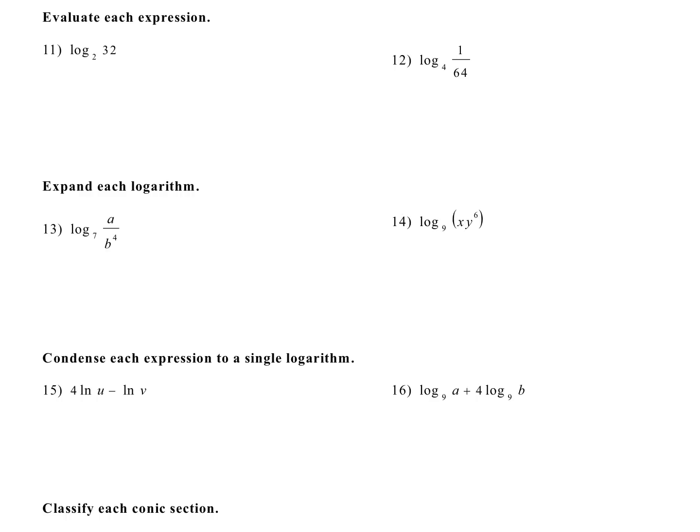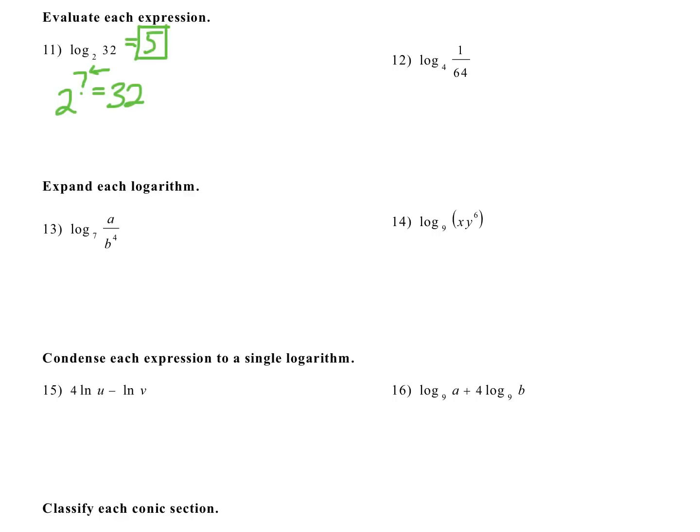So log base 2 of 32. What this means is 2 to what power is equal to 32? We're looking for what is that power. Well, let's see. 2 times 2 is 4, times 2 is 8, times 2 is 16, times 2 is 32. So we have 2 to the 5th equals 32. Therefore, log base 2 of 32 is equal to 5.